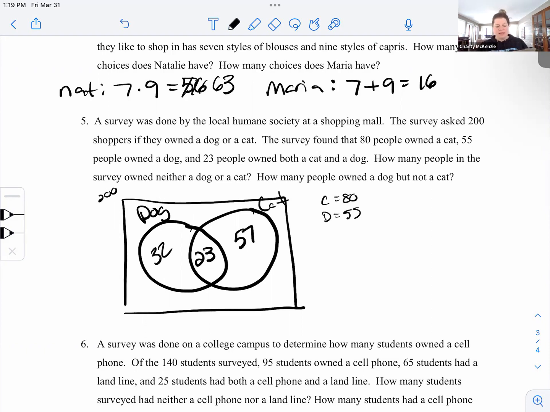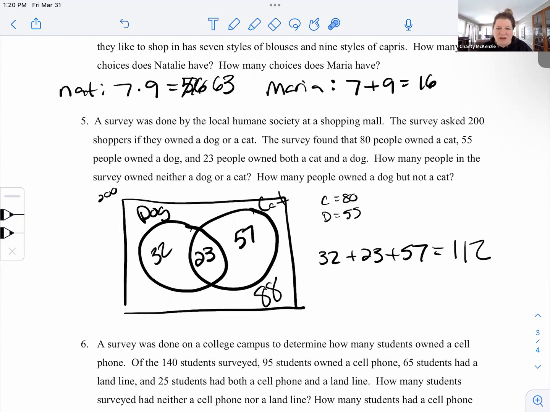How many people in the survey owned neither a dog or a cat? So now I can add those up. So 32 plus 23 plus 57, that's going to get us how many total were in the dog and cat. So 32, 23, and 57 is a total of 112. Then 200 minus 112 is going to leave us 88 people, because all of these have to add up to the 200 universe, as we surveyed 200. So we got an answer of 88.